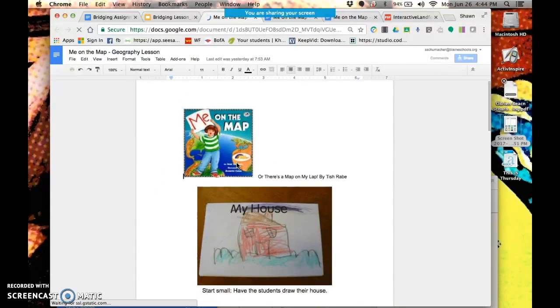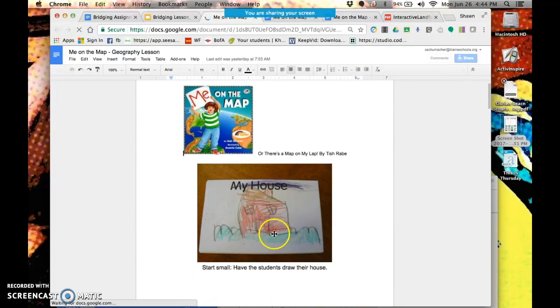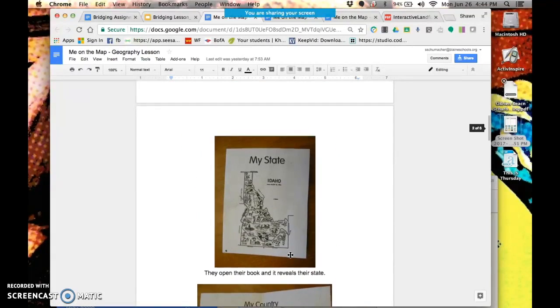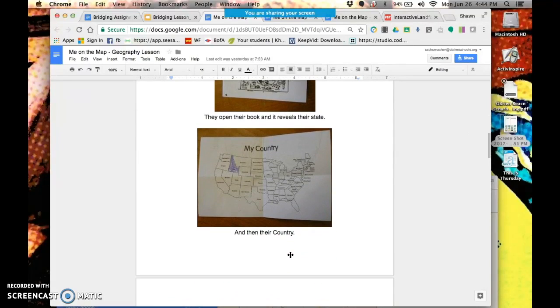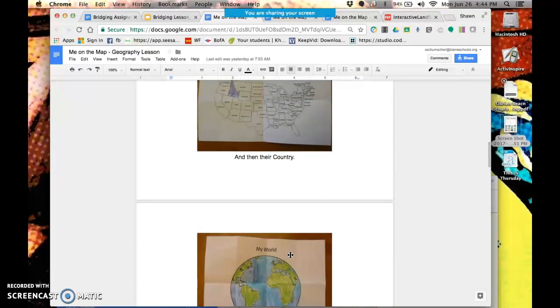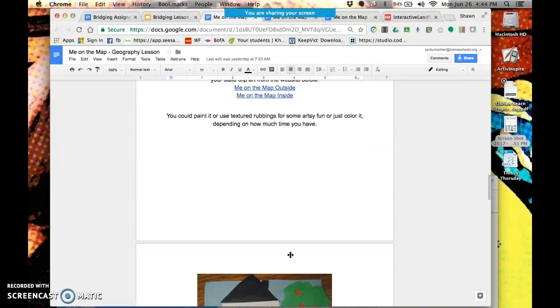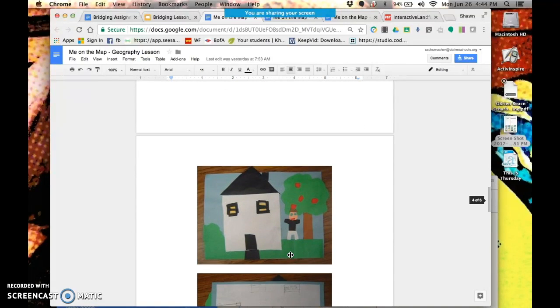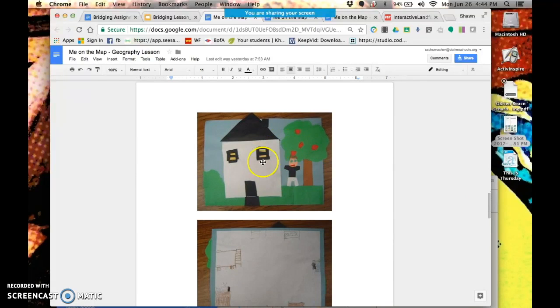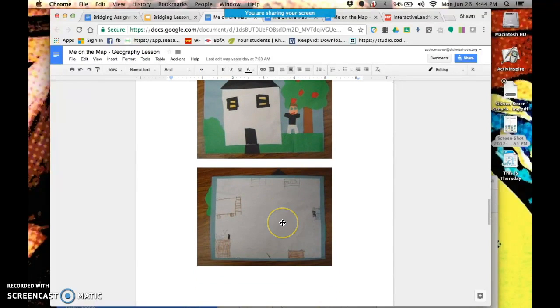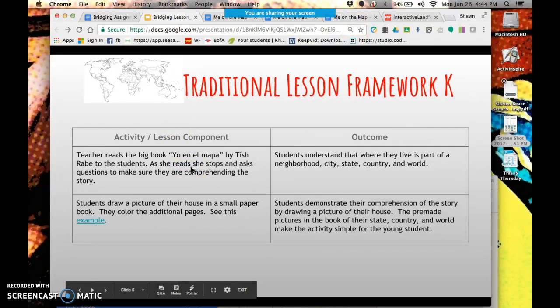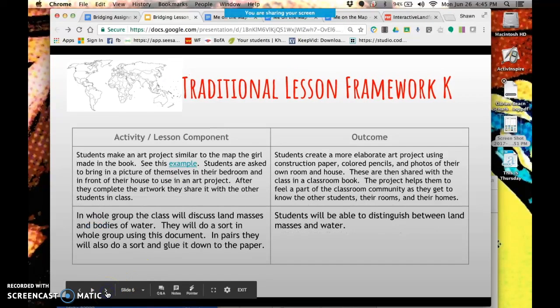So the child would start with a picture of their house and then the state and the country. Something that's great about this project is that it's quite simple for the kindergarten learner. After they do that project, they would bring a picture from home, and from that picture they would create a picture of their house and a picture of their bedroom. Sometimes this was difficult because students wouldn't bring their picture, or they just had a hard time understanding how to do it.